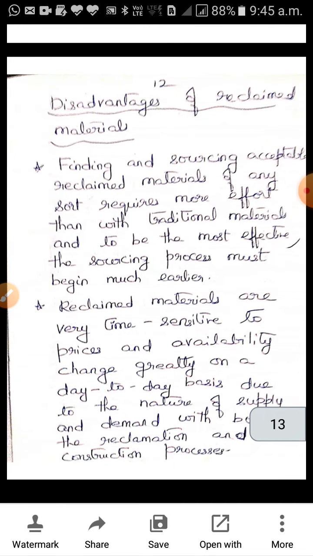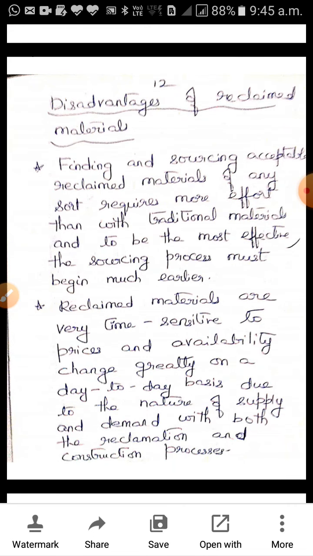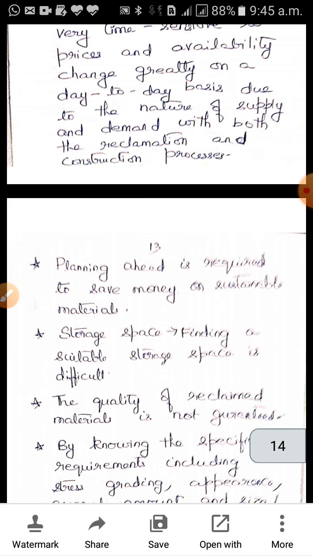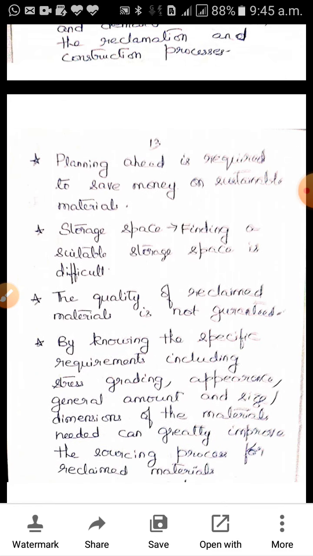The disadvantage is that sourcing itself is difficult. At the source you have to segregate and find the material, and that is difficult. Reclaimed materials are also very time sensitive, with prices and availability changing on a day-to-day basis. So you have to be very careful with that, and you have to plan ahead.